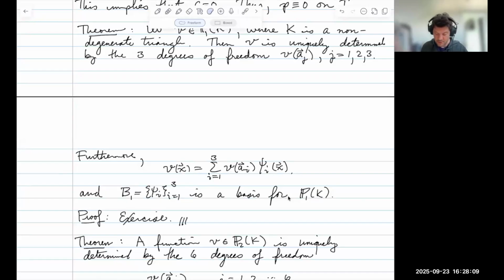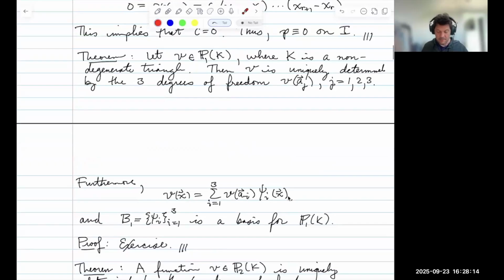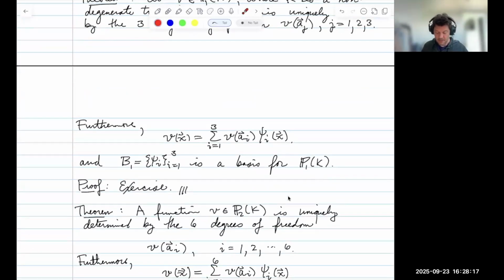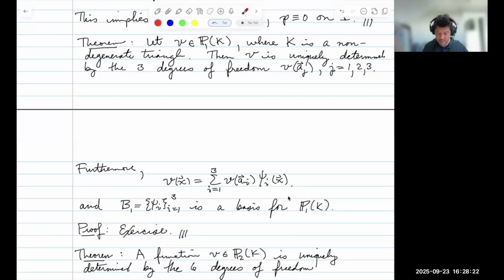There's a bit more to it. One more part of the theorem that I forgot to state before we talk about the proof. Furthermore, we can decompose V using those 3 degrees of freedom. And it's very simple. V can be written as the sum, i from 1 to 3, of V evaluated at the 3 nodal points, A1, A2, A3, times the corresponding local Lagrange nodal basis function, psi1, psi2, psi3.